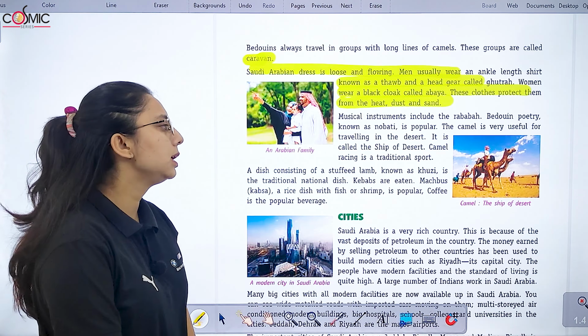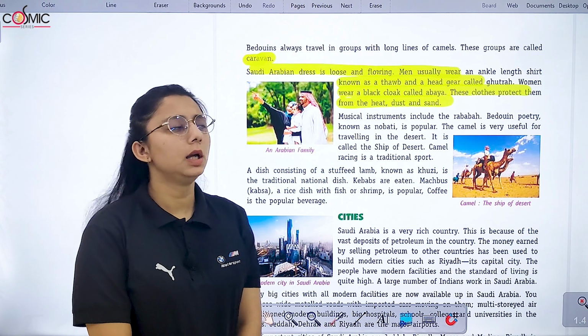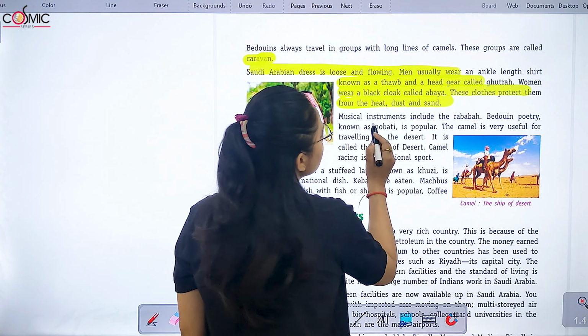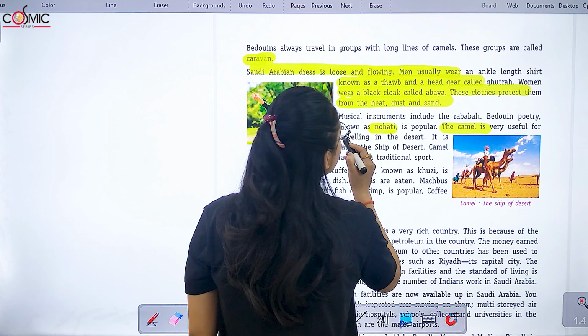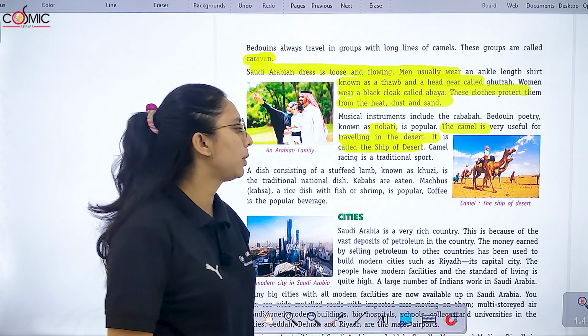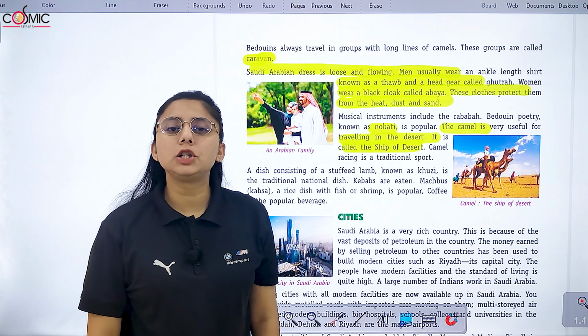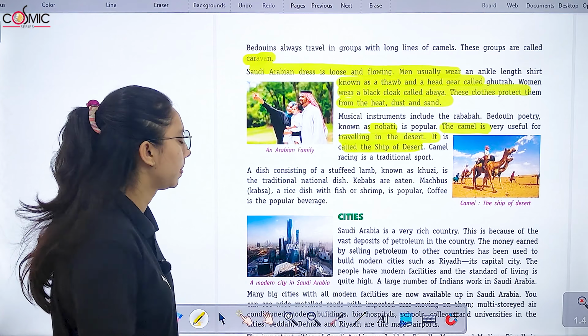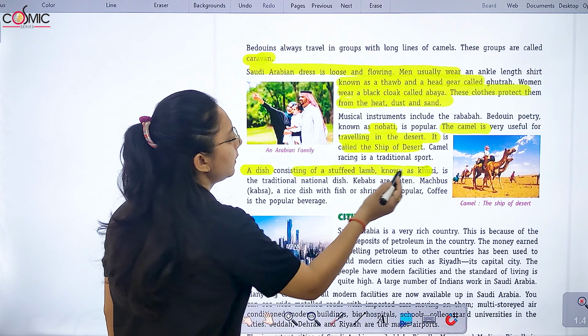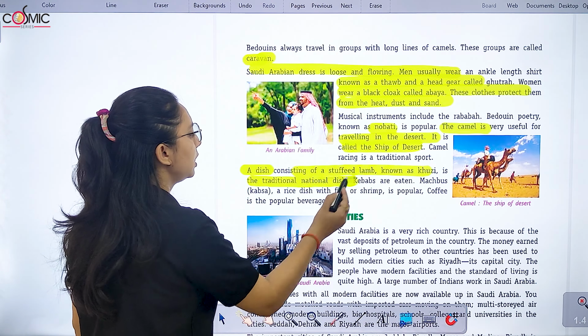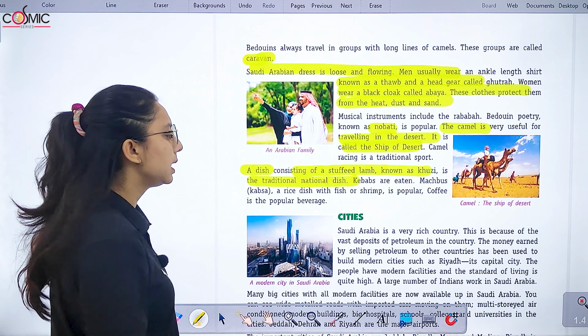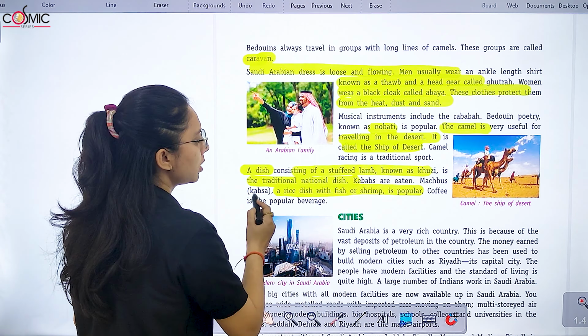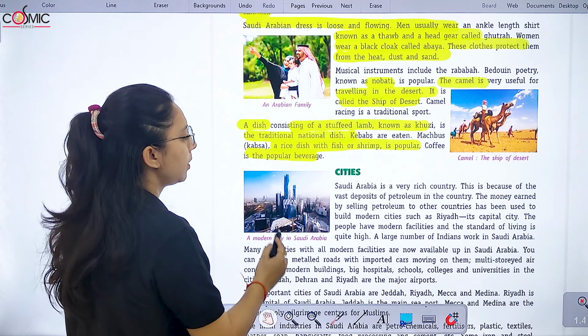If we talk about musical instrument, which includes your rabha, right? Bedouin poetry known as nubati is very popular. Camel is very useful, and we call them ship of desert. We also use it as a traditional sport, for racing. A dish consisting of stuffed lamb known as kuzi is a traditional national dish. Kebabs are eaten, and a rice dish with fish or shrimp is popular. Coffee is also a popular beverage.